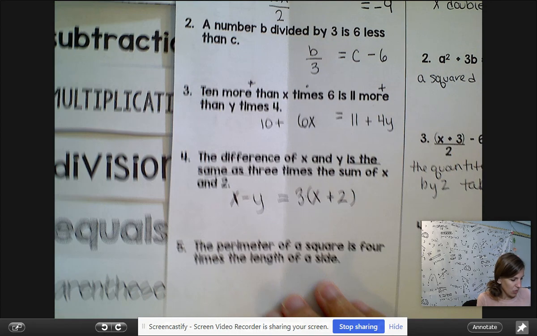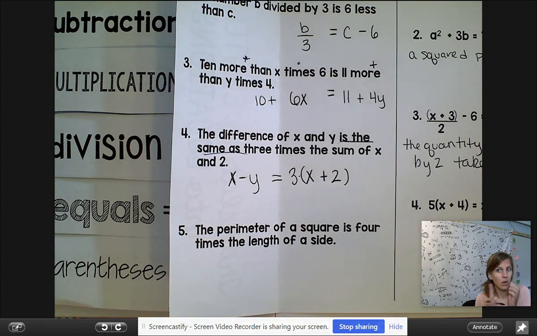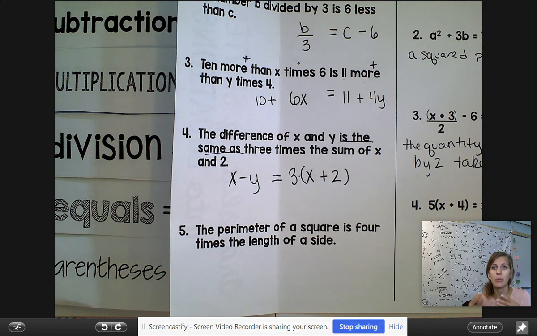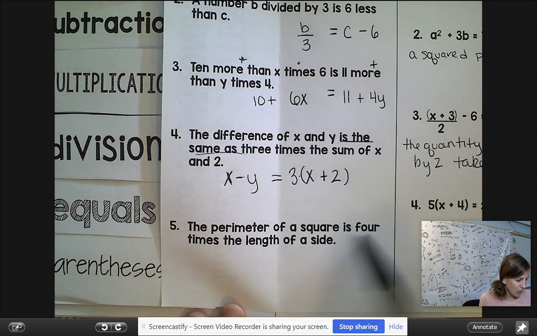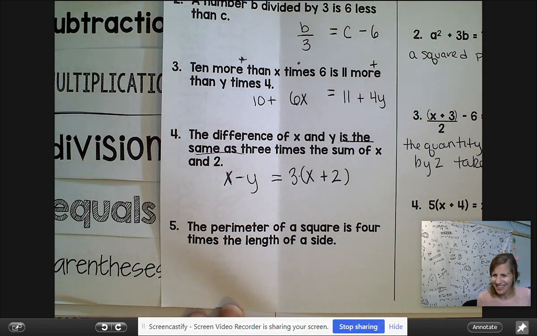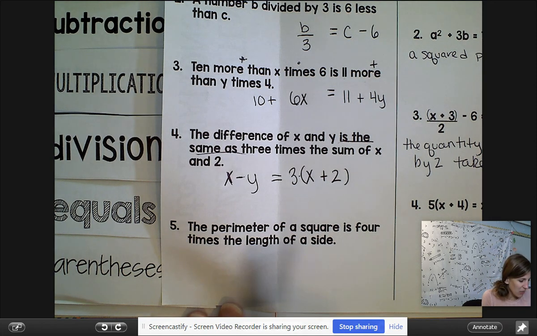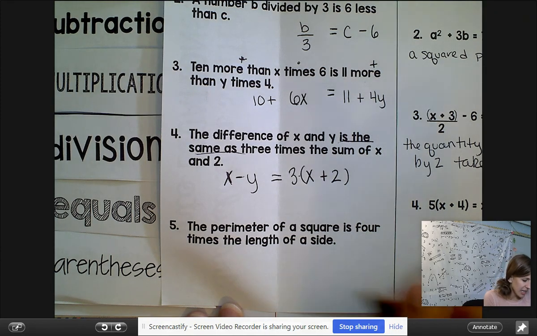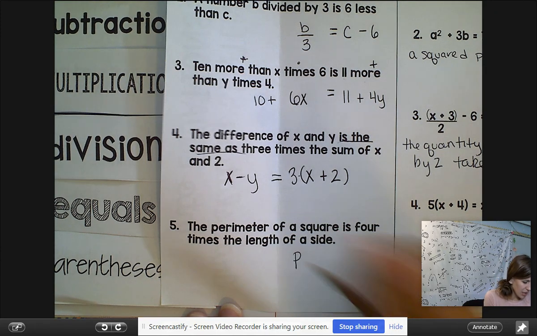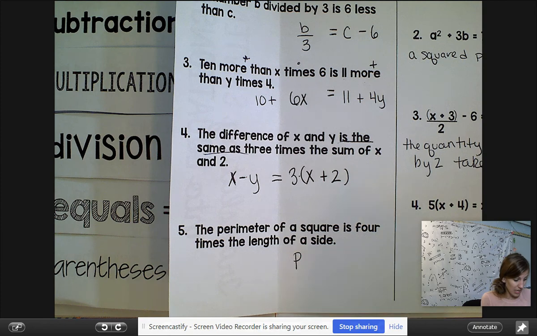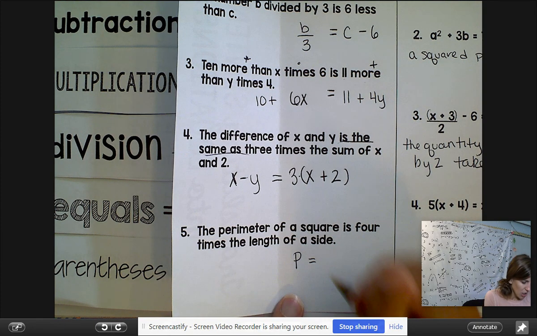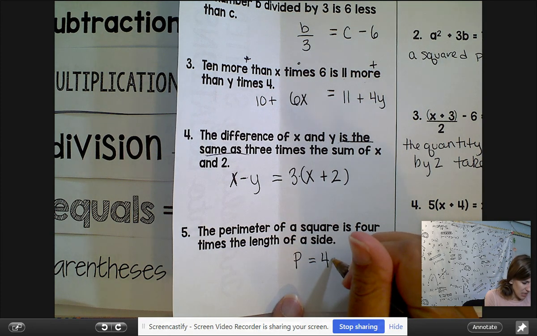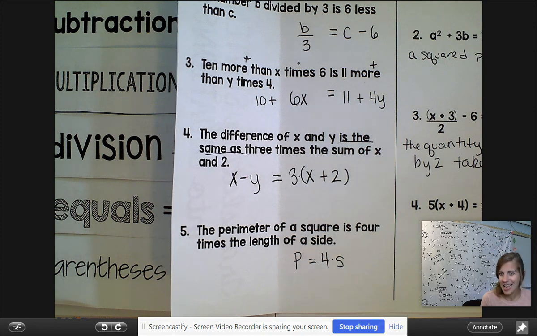Okay. Ooh, the perimeter of a square. In one of our classes, we talked about perimeter of a square the other day when we were talking about area of a square. But perimeter is when I add all the sides. So the perimeter of a square is 4 times, oh, look at that. It tells you. The perimeter of a square is 4 times the length of a side. So perimeter, I'll put P for perimeter, is 4 times the length of a side. I'll call that S. So there you go.